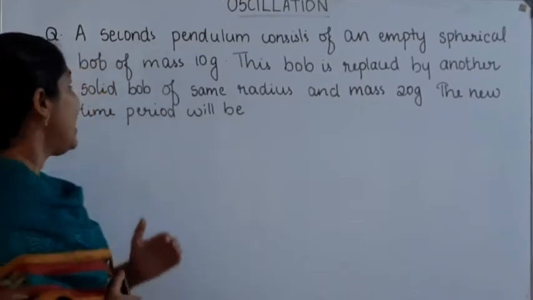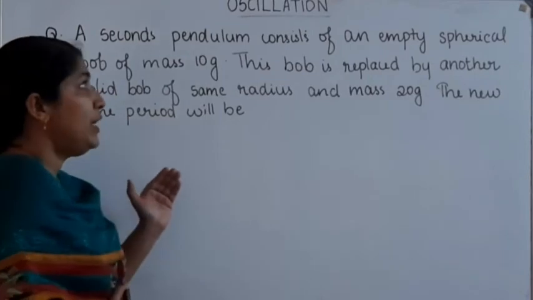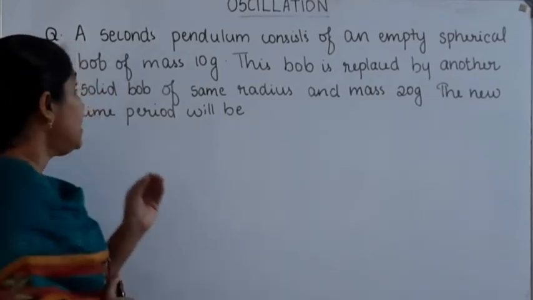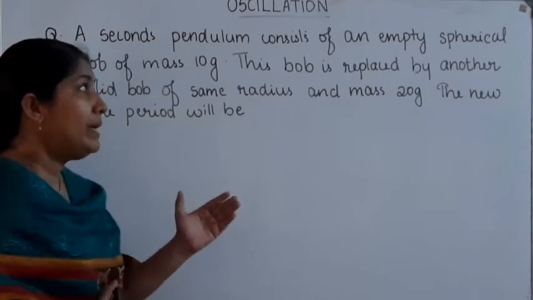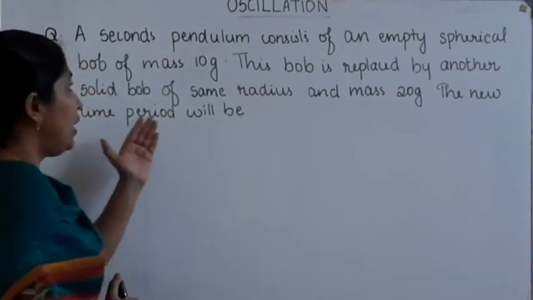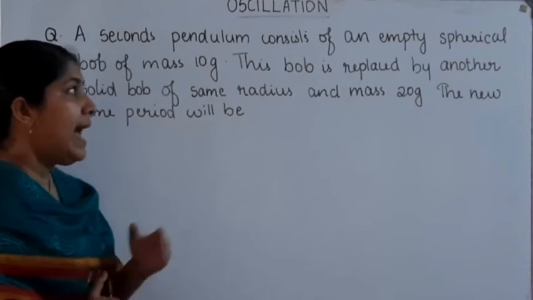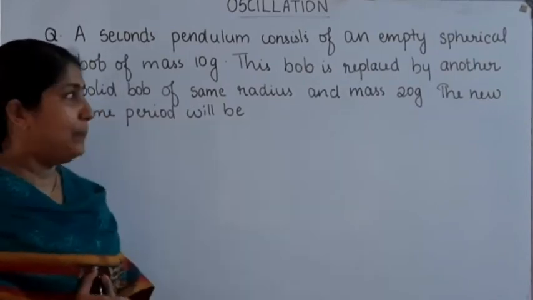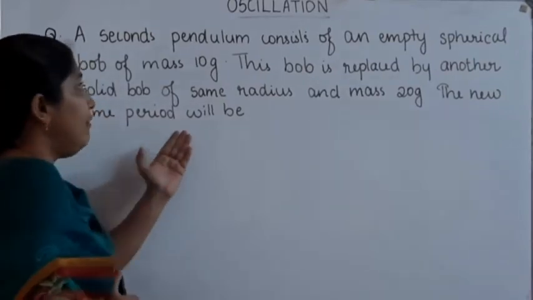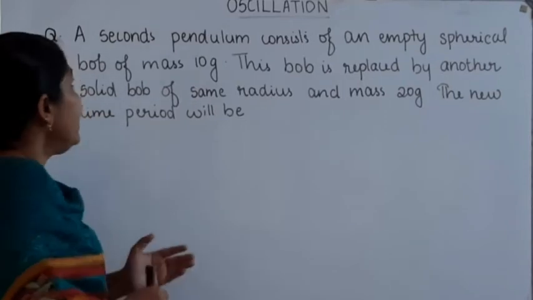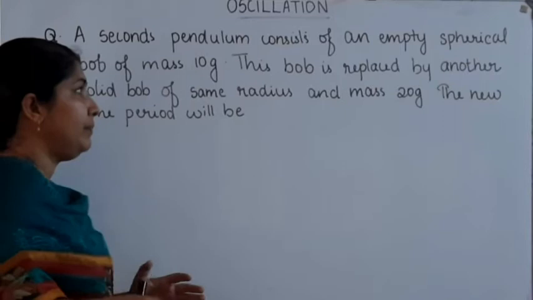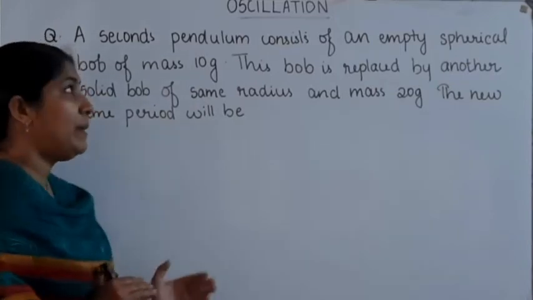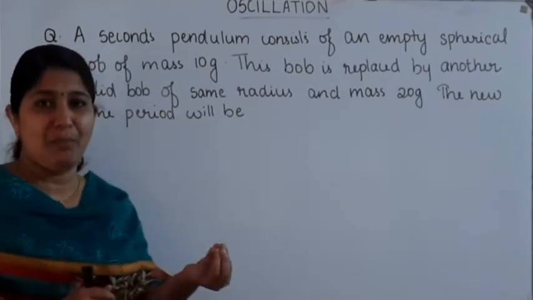Our next question. A second's pendulum consists of an empty spherical bob of mass 10 gram. This bob is replaced by another solid bob of same radius and mass 20 gram. The new time period will be, okay, here the spherical second pendulum. Here, the seconds pendulum consists of a spherical bob.